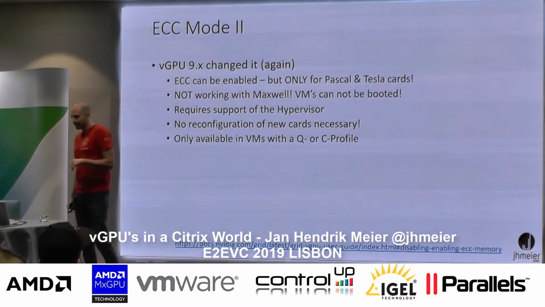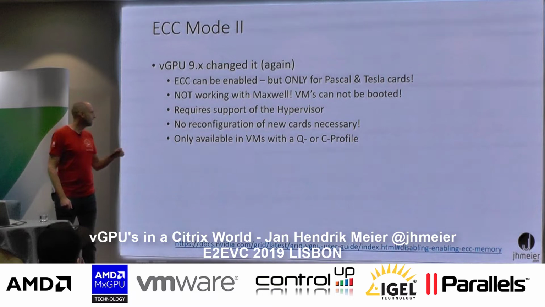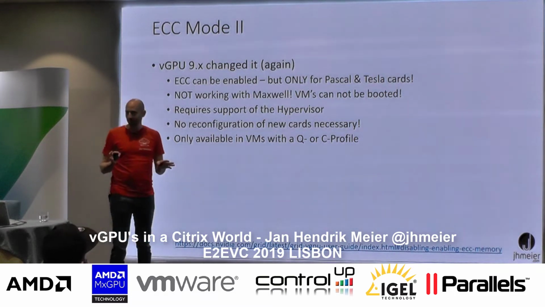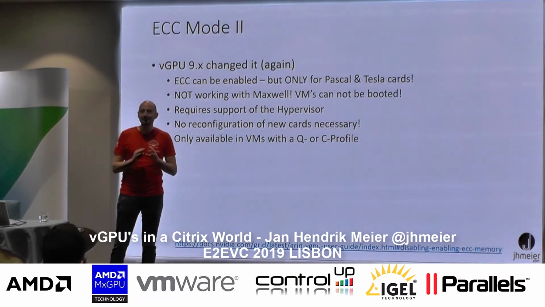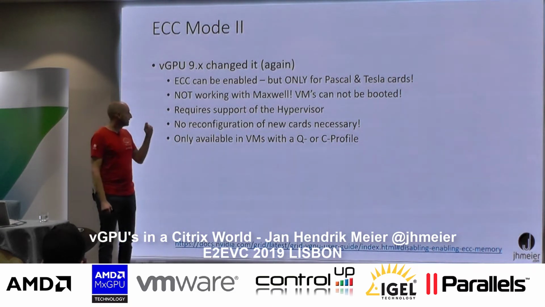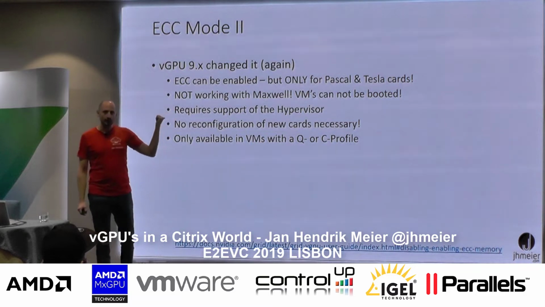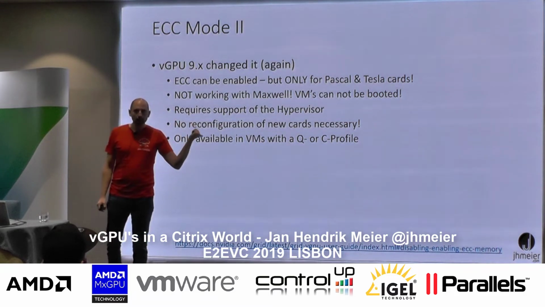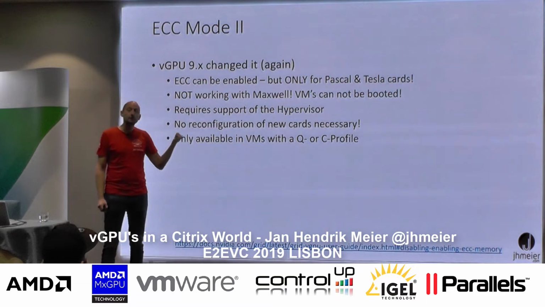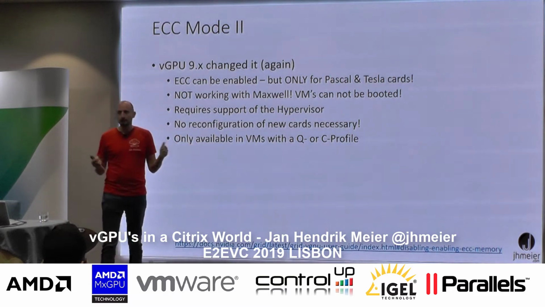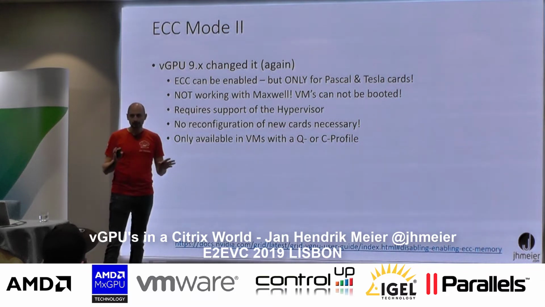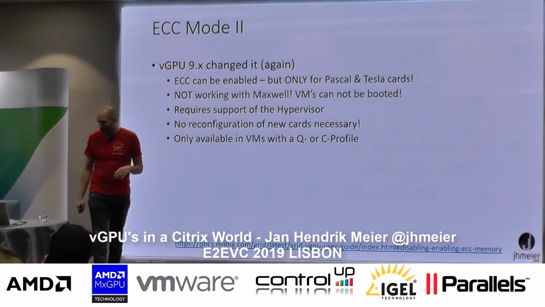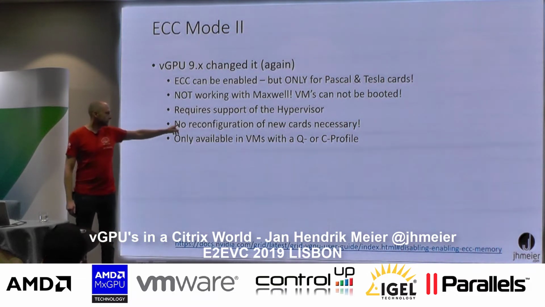With GRID 9, NVIDIA changed it again. ECC can now be enabled. So in theory it's much easier now because you can just put the card in and use it. This is really important because, if you remember, you had this compute licensing, and in compute licensing or Quadro profiles you sometimes need the ECC function, but it's not available in lower licenses. So although it's enabled on the card, you can only use it in the specific licenses, so only in Q or C profiles.